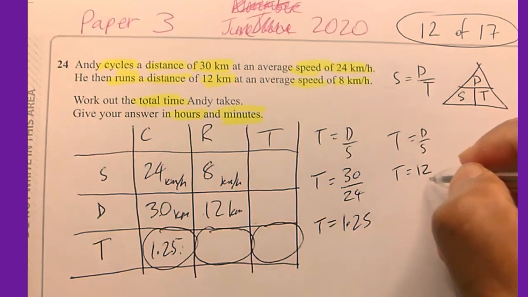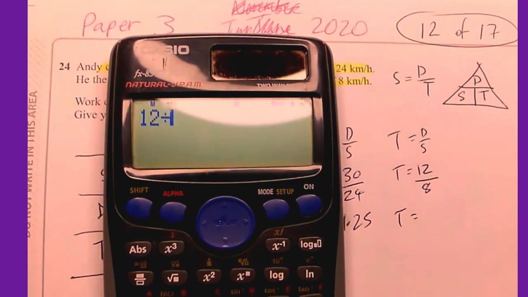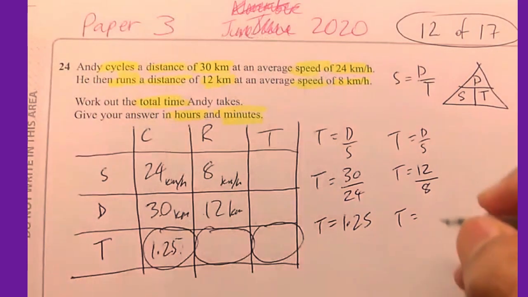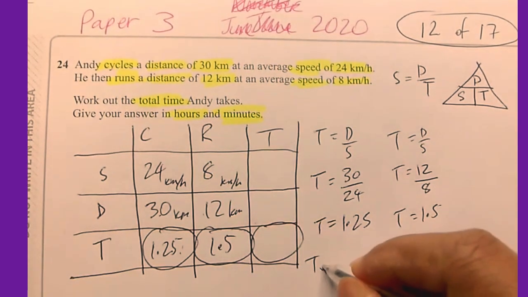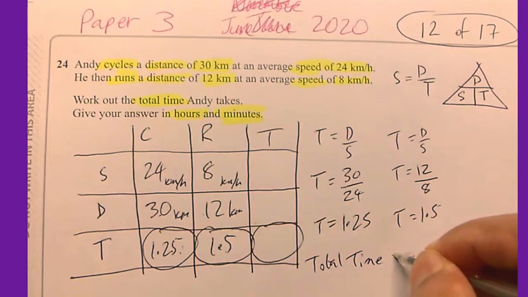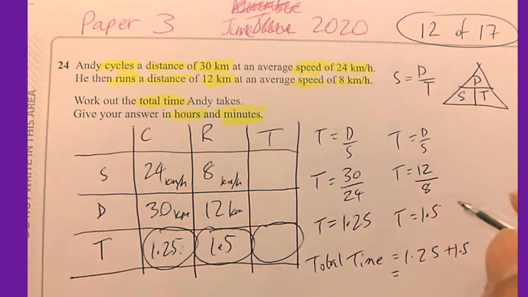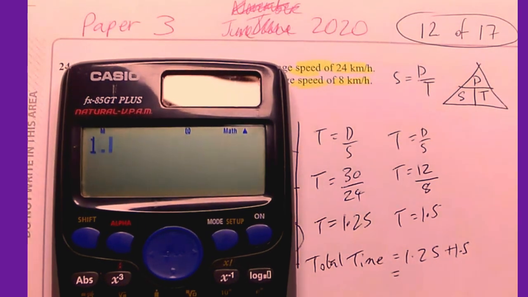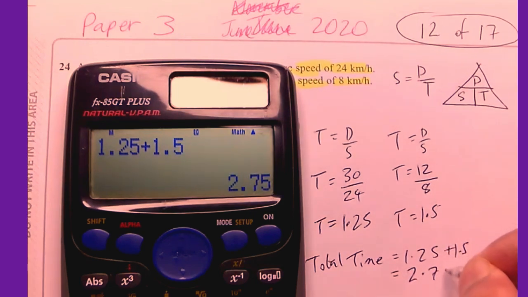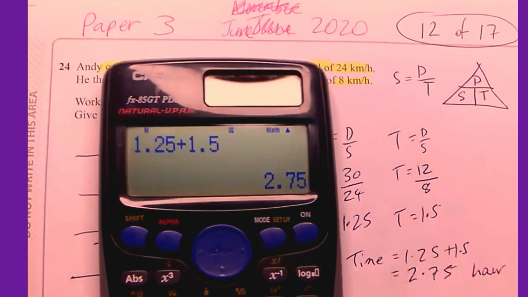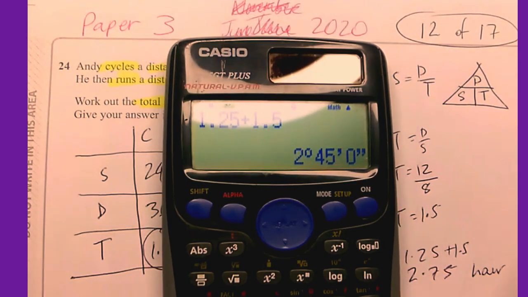Same thing again, time equals distance divided by speed. Distance is 12 divided by 8. 12 divided by 8 gives me 1.5. And so the total time is going to be adding them together. 1.25 plus 1.5 gives me 2.75. This is in terms of hours. And again, press the speech mark button here. That converts it for me. 2 hours and 45 minutes.